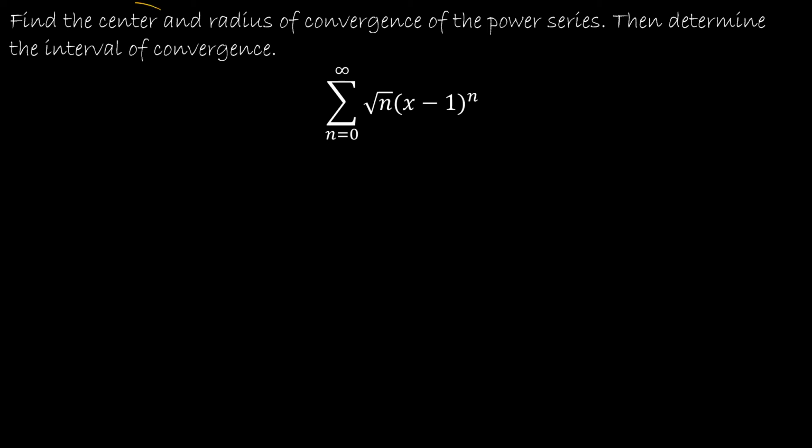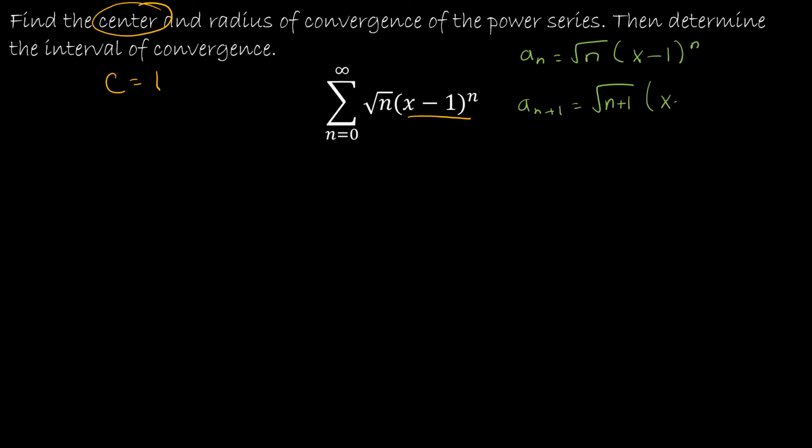I'm going to start by finding the center, which is very easy. The center here is 1. And then I'm going to think about what's a sub n, and that is radical n times (x minus 1) to the n. And then what's a sub n plus 1? Well, that would be radical n plus 1 times (x minus 1) to the n plus 1.